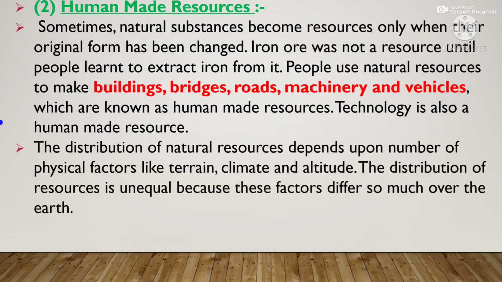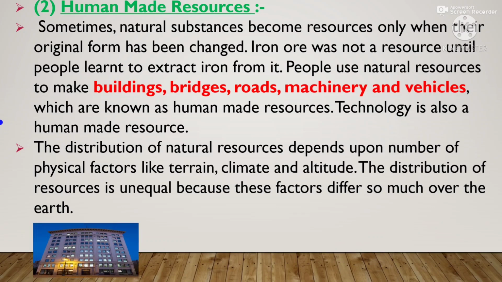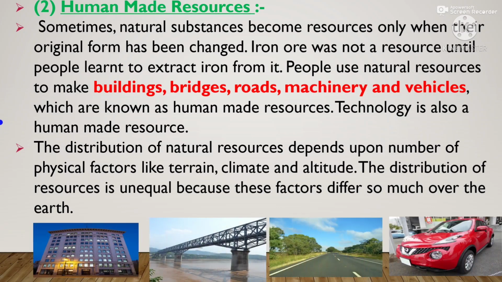Next is the distribution of natural resources depends upon a number of physical factors like territory, that is your land, then your climate and altitude. The distribution of resources is unequal because these factors differ so much over the earth. That means the territory, climate and altitude differ so much over the different parts of the country, different parts of the earth. So these are some examples of human-made resources. You can see buildings, bridges, roads, and your car. So car is also a human-made resource.